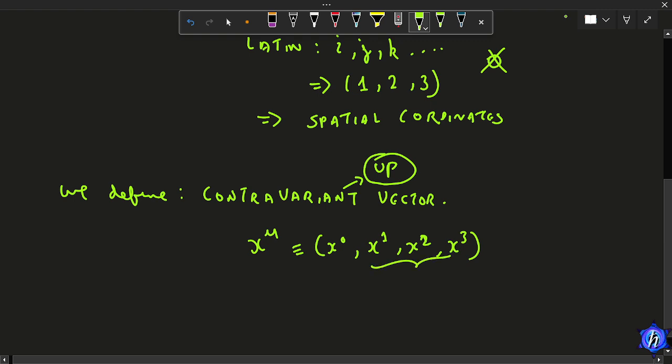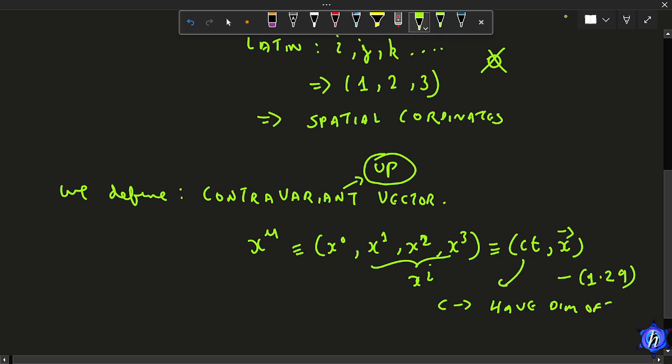Now we can write this more compactly by defining it as x to the power i. They define these spatial coordinates; they are Latin indices. So this is (ct, x) vector, and this is equation 1.29, where this factor c, you might know this from STR, is put so that all the components have the same dimension of length. That is the reason the c is put.